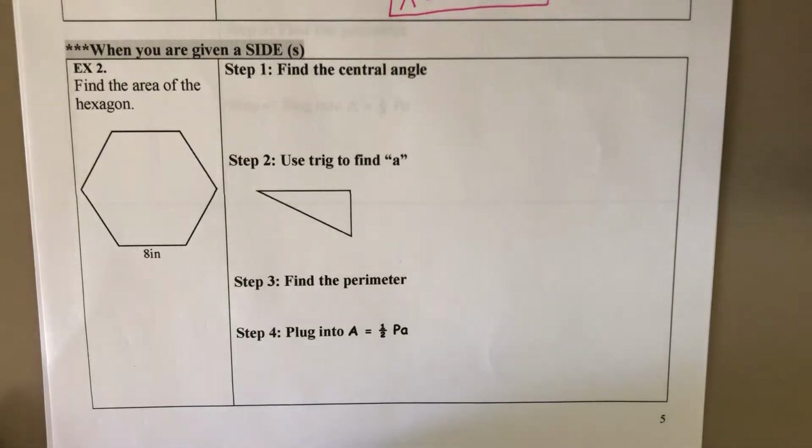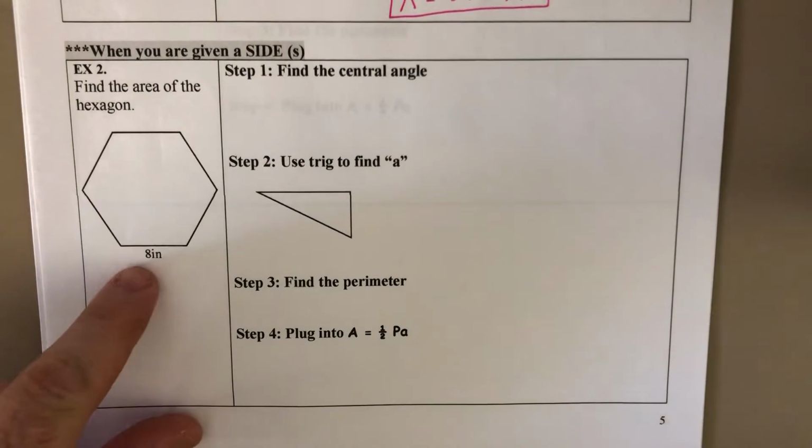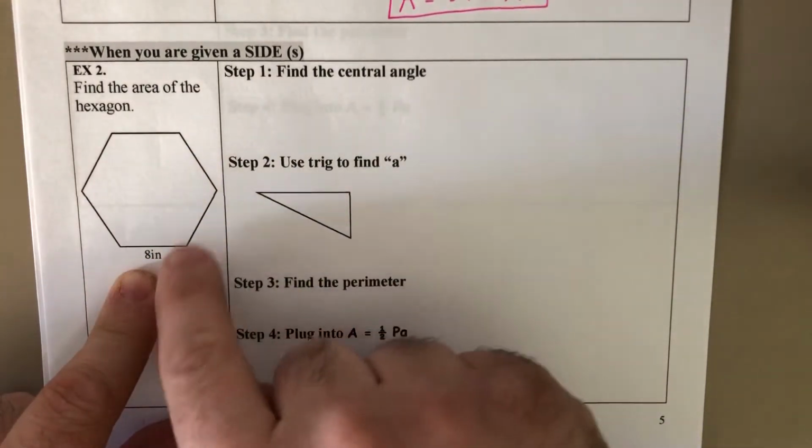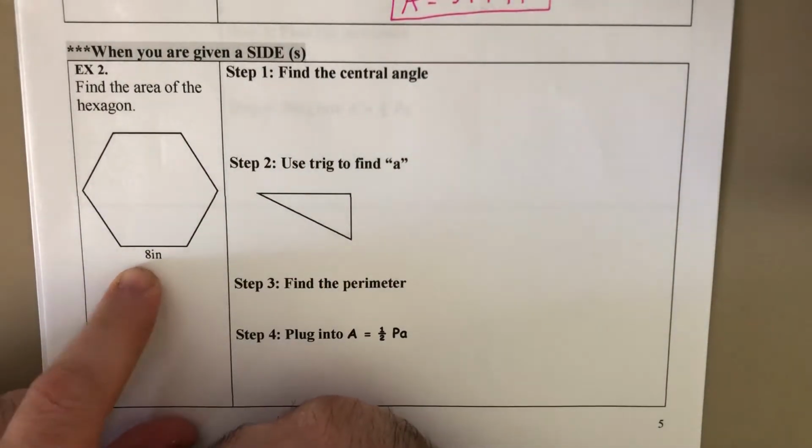All right, Mr. Alent here, going on to examples 2 and 3 for finding the areas of regular polygons. We found one just now where the apothem was given. Now we're going to look at what if the side is what's given. If you look at this, it looks like we have a hexagon, 6 sides. The side length's 8.